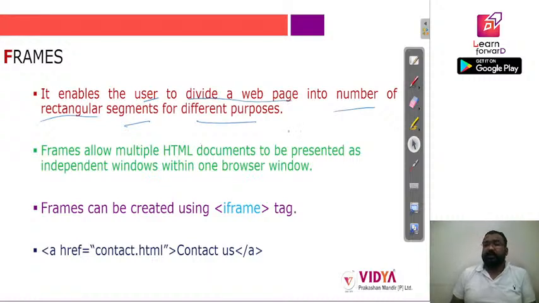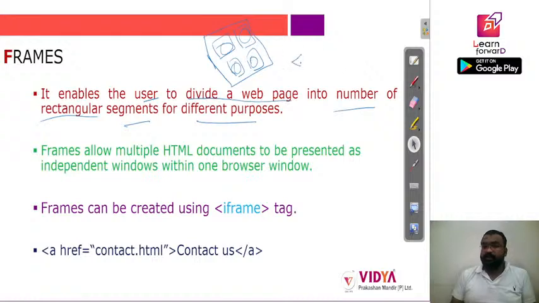So basically, what happens whenever you are creating a web page which looks like this? Suppose you want to display some of the functionalities in this particular area and some of the functionalities separately in this area, and these are the four sections. Let's say you want to show some functionality over here, some of them over here, some of them over here, and all of them should work independently. So what you can do is you can use this frame.